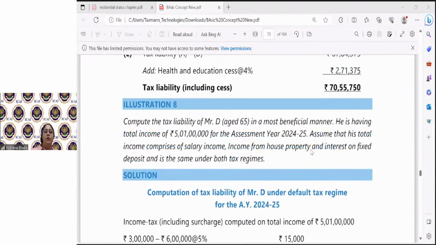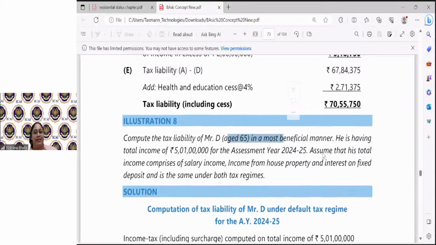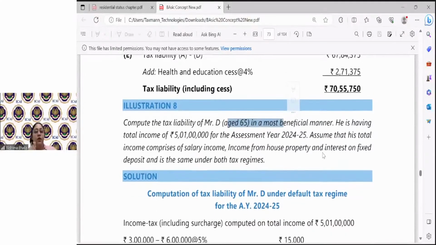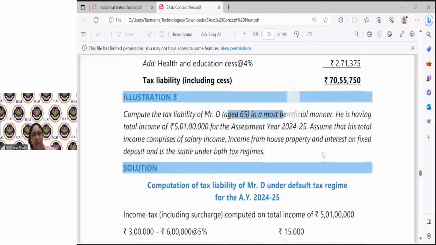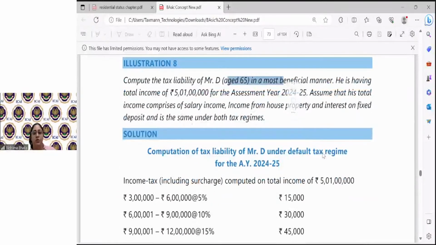Illustration 8 is a question of Mr. D, age 65. In the most beneficial manner, you have to compute the tax liability. He's having a total income of 5 crore 1 lakh for the assessment year 24-25. Assume that his total income is only of salary, house property, and interest on fixed deposit, and the same under both regimes.